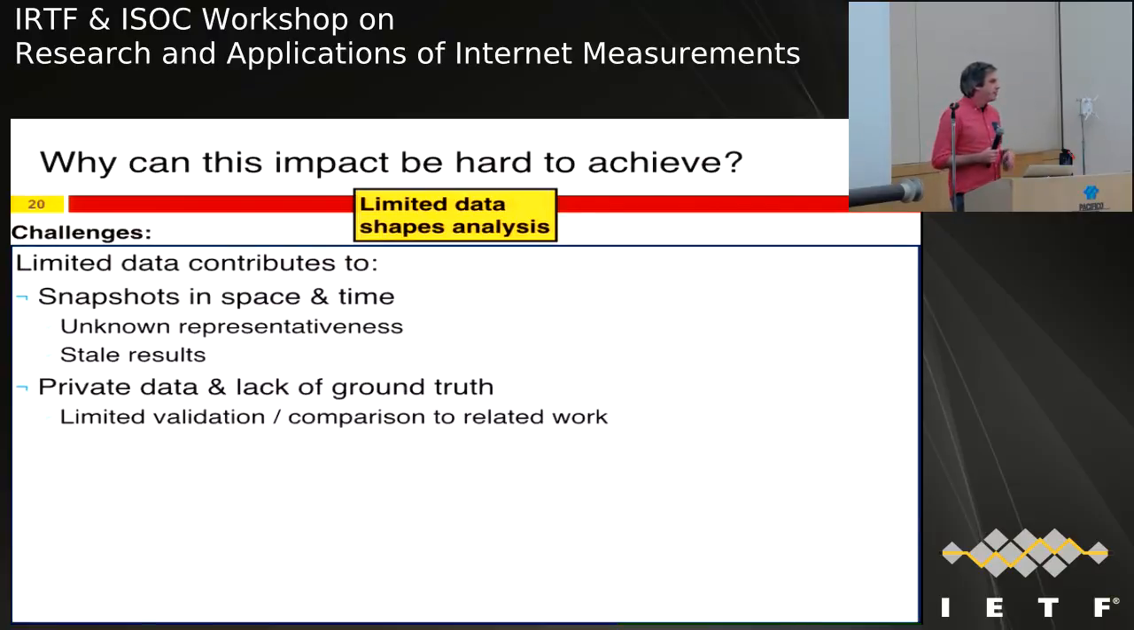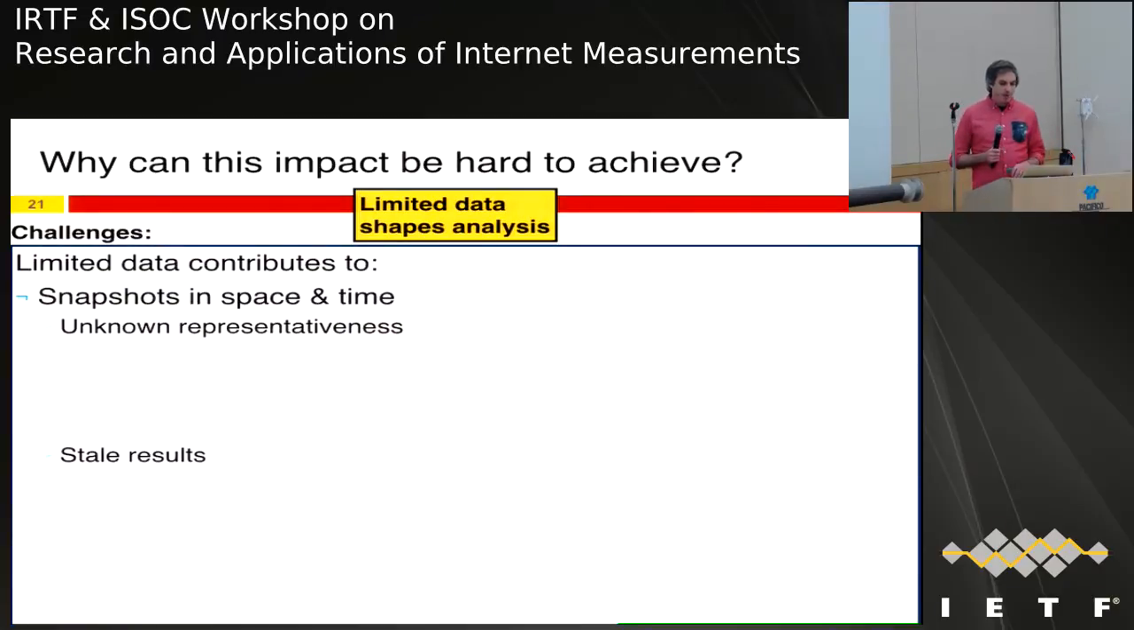Further, since many of the bigger data sets end up being private, it can be hard to verify results or to compare to and build off of earlier work. I'm going to give two examples. The exact questions and results on this slide aren't really important at all. The point is just that answering measurement questions on the internet with limited data and with fast internet evolution can be tricky. So one really simple question that we can ask is, how long are internet paths?